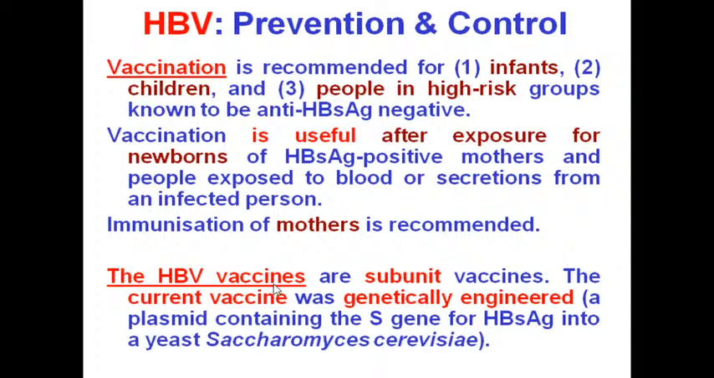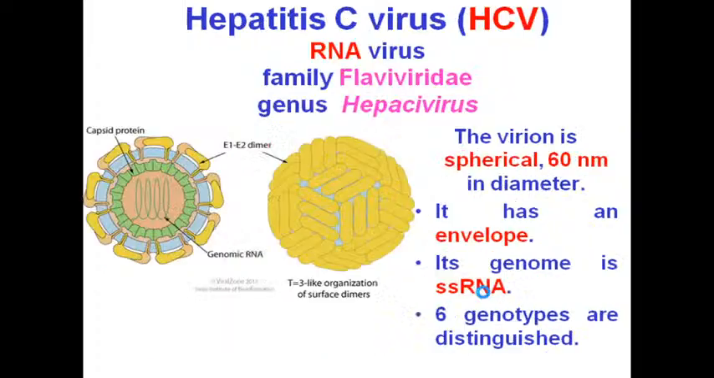The type of vaccine is a subunit vaccine. The vaccine that we use right now is produced by genetic engineering. A plasmid containing the S gene for the HBs surface antigen is cloned into the yeast Saccharomyces, and when we culture Saccharomyces, they produce the HBs antigen, which we collect, purify, and use for vaccination.